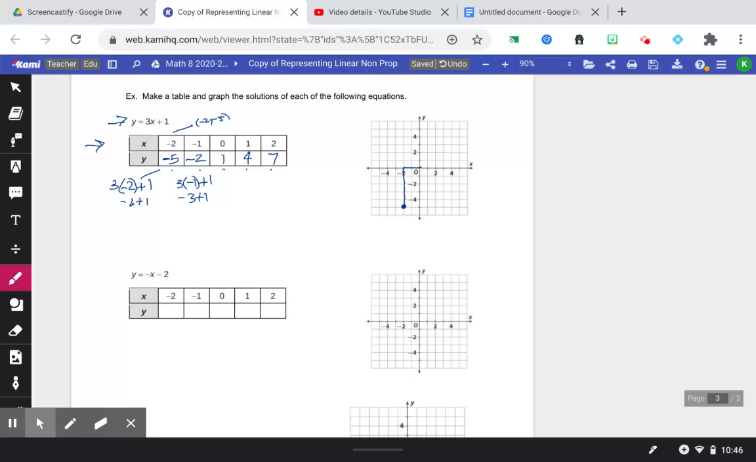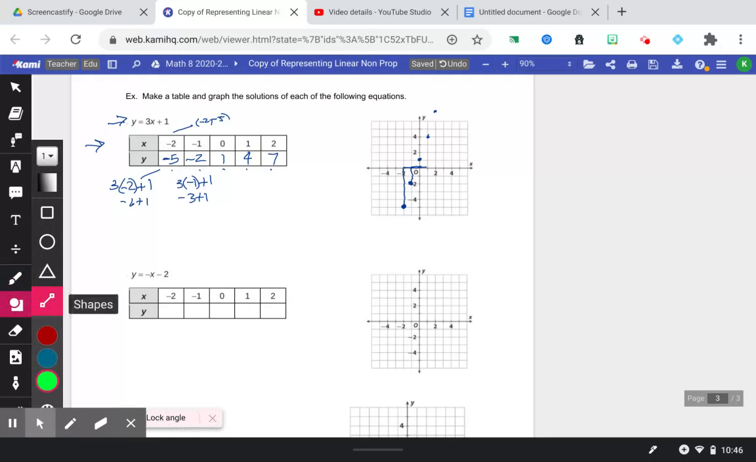All right, next point is (-1, -2). So I'm going to go to the left to negative 1, go down to negative 2, and plot that point. (0, 1): I go right and left 0, I go up 1. (1, 4): go to the right 1, go up to 4. And (2, 7): I'm going to go to the right 2, and 7 is actually going to be up above the graph a little bit. It goes off the grid.